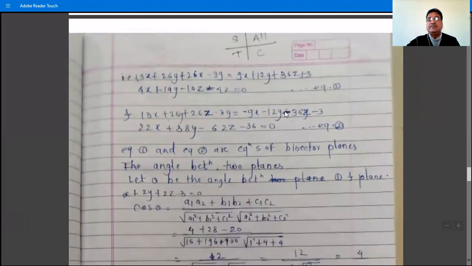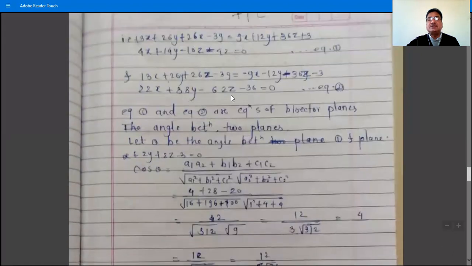And then after shifting the terms to LHS, we have this answer: 22x plus 38y. That is, 13x plus 9x is what? 22x. Then 26y plus 12y becomes 38y. Then 26 and 36 become plus 62z. And then minus 39 and plus 3 becomes minus 36. So right here, plus 62z is equal to 0, equation number 2.